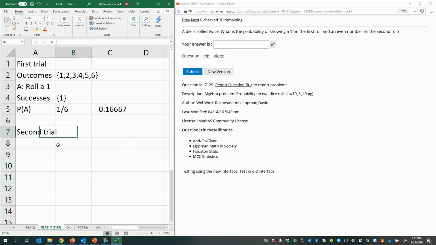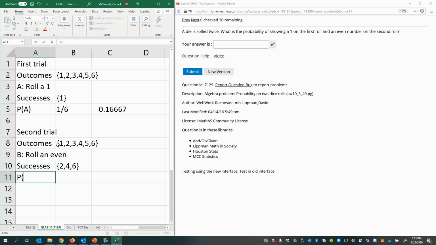And then we go on to the second trial. So the next roll, the outcomes, again, are 1, 2, 3, 4, 5, 6. And B is the event roll an even number of dots. So the number of successes: the number 2, the number 4, and the number 6 are all even.